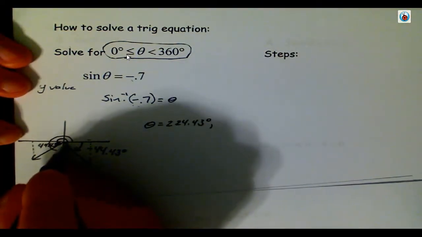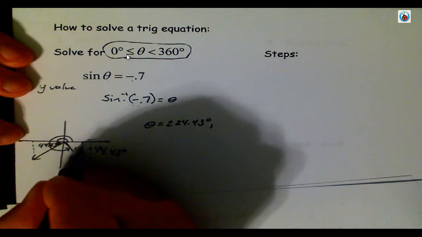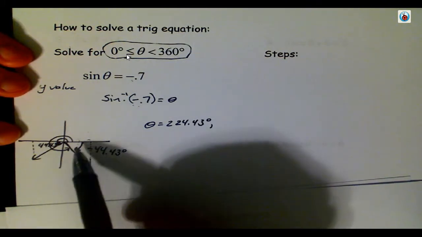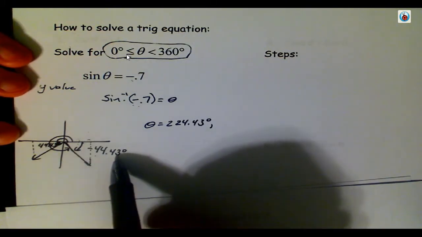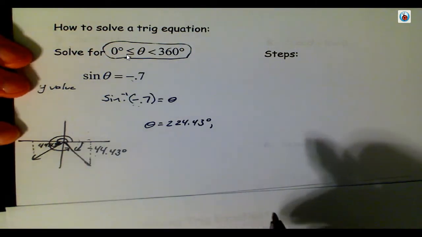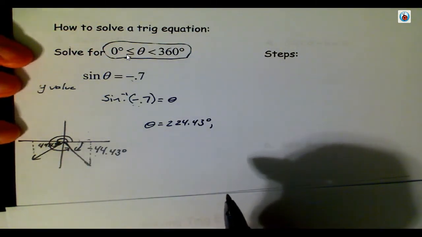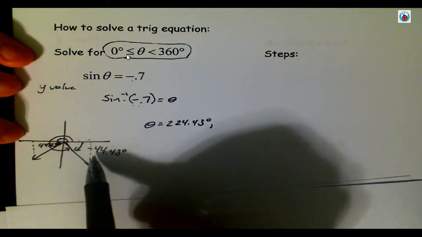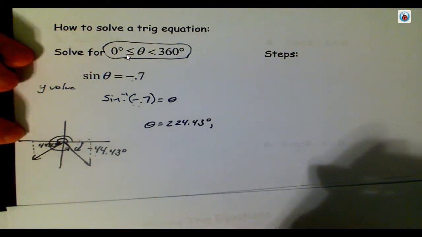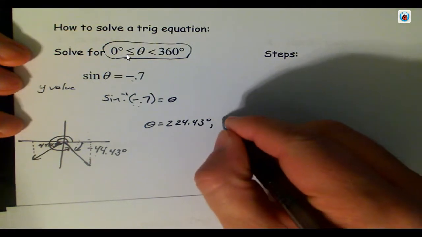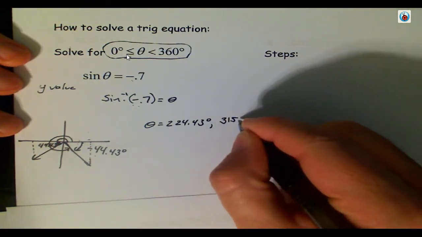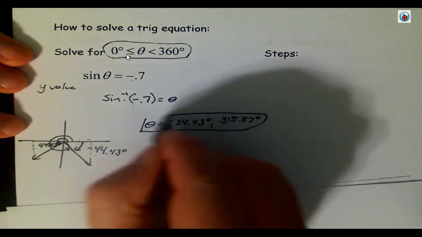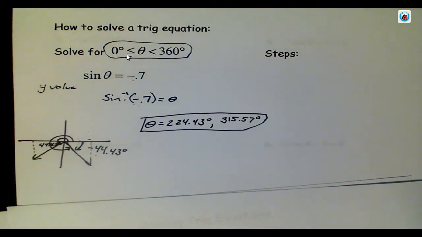Now, this angle, if you think about it, all the way around is 360, and we're using up 44.43 degrees of it. So all we need to do is subtract 44.43 from 360, and we'll get our answer. And that ends up being 315.57 degrees. Alright, and that's it. That's all you have to do.